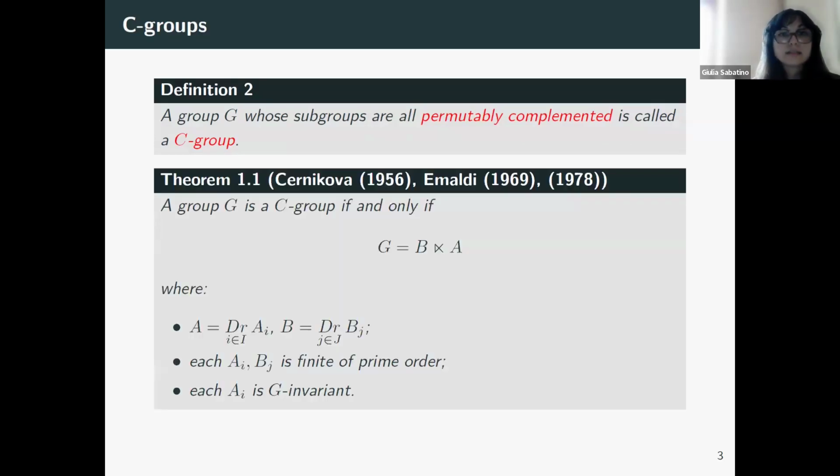Always in Roland Schmidt's book, a group G where all subgroups are permutably complemented is called a C group. The structure of C groups is well known. Indeed, both Cernikov and Baldi proved that a group is a C group if and only if it can be decomposed as a semidirect product of two subgroups B and A, both of them abelian, which can be further decomposed as a direct product of subgroups of prime order. Moreover, if A is the normal subgroup in this decomposition as a semidirect product, the factors of A are all G-invariant, that is to say, they are normal in G.